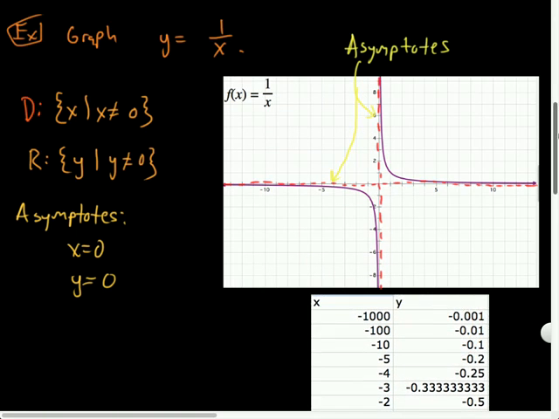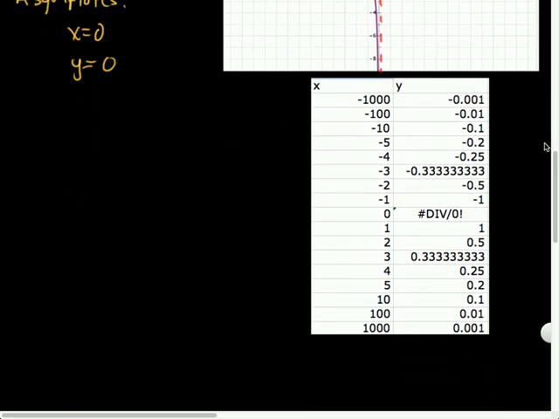I'll do it right there. So if we analyze this, notice what this shows us. Regarding the domain, what does this mean?